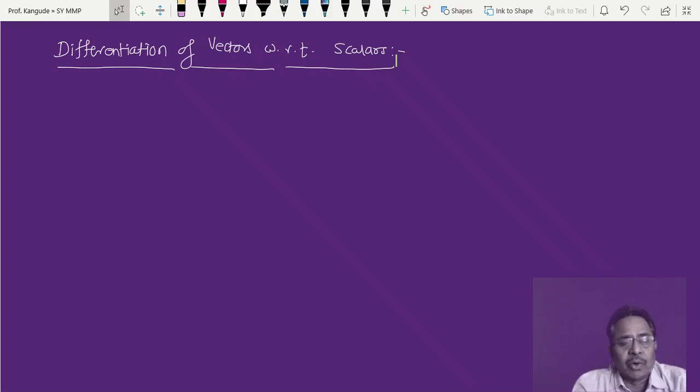So provided a vector is a function of another scalar, then this type of differentiation of vector with respect to scalar can be taken. Similarly, if a vector is a function of more than two independent scalar variables, then there comes a concept of the partial differentiation of vector with respect to scalar also. That also we are going to discuss in brief.